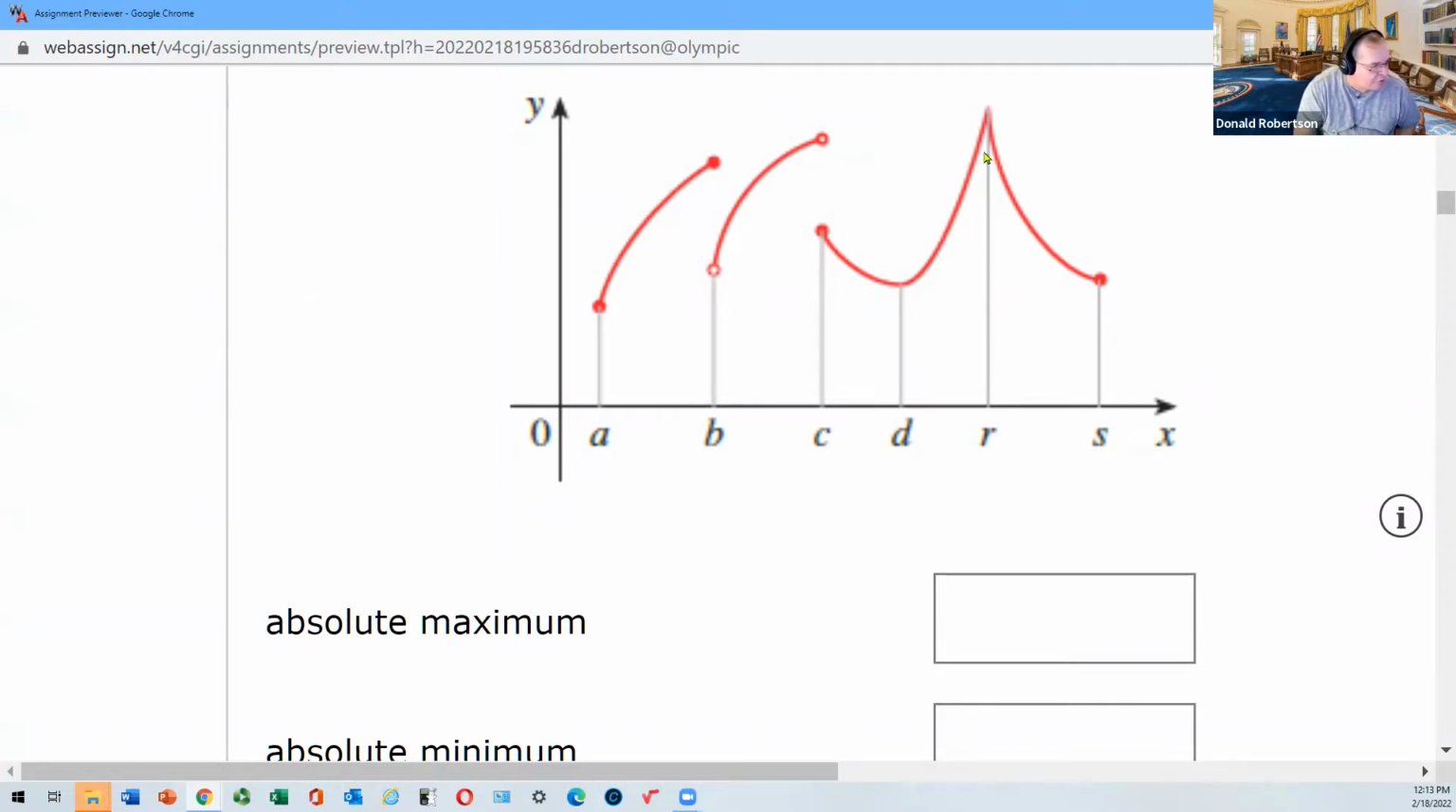At X equals R, there is a local maximum. You agree it's the top of a hill. It's more like the top of a mountain, but it still counts. And isn't it also an absolute maximum? Because that's higher than anybody else. So at R, it's a local maximum and it's an absolute maximum. So far, so good.